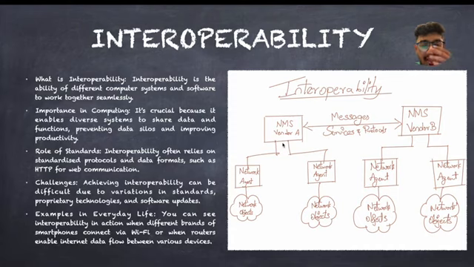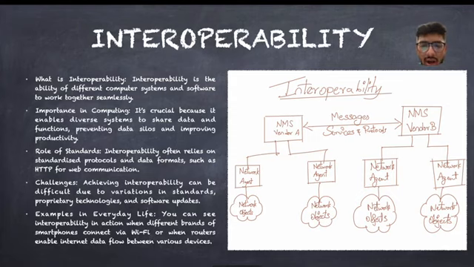So what is the example? You can see interoperability in action when different brands of smartphones connect via Wi-Fi or routers, enabling data flow, or while enabling internet data. As I told you, we are taking two examples, Google and Samsung. This was all about interoperability.